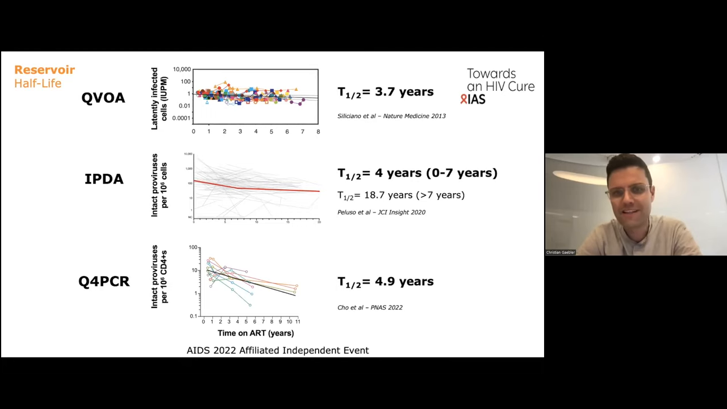So I think what this shows us is that the half-life is extremely long and we cannot rely on natural decay to see a dent or to have an impact on the reservoir. We do need some form of intervention to impact the HIV reservoir in the context of HIV cure research.